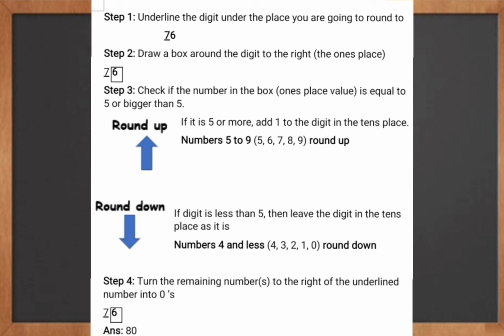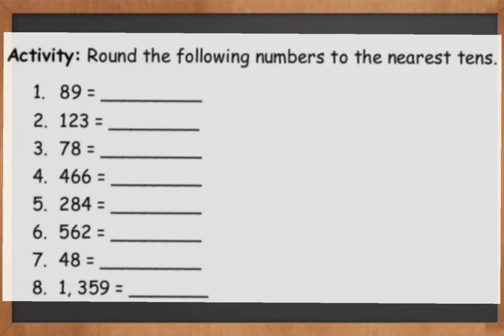But if the number is less than 5, then we round down. When you round down, you leave the digit in the tens place as it is. Then you turn the remaining numbers to the right into 0. And this is how you round off to the nearest tens. Now you're going to do the activity. For the activity, you're going to round off the following numbers to the nearest tens.